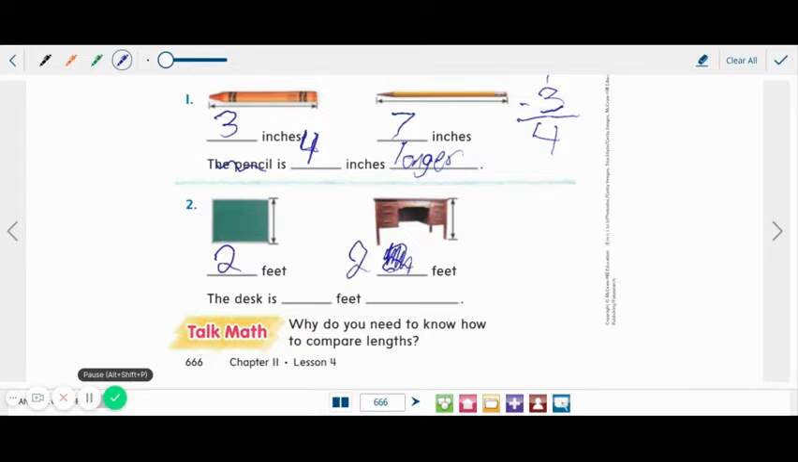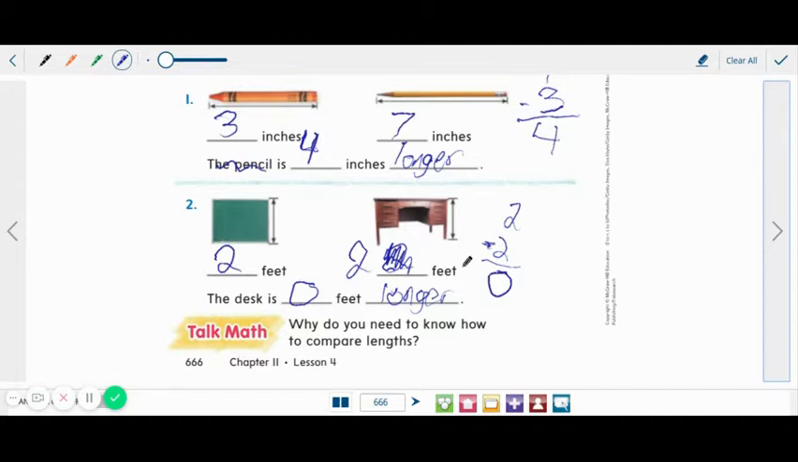And the desk is what? Well, comparing the 2 objects that we have here, we have 2 minus 2. Right now we have no objects that are bigger than each other. So the desk is 0 feet longer. Or you can use shorter here because they're both the same in height, or pretty close to it, I should say. All right, moving on to the next page.